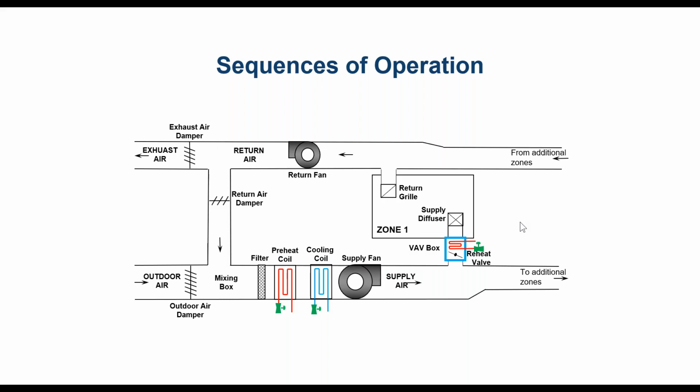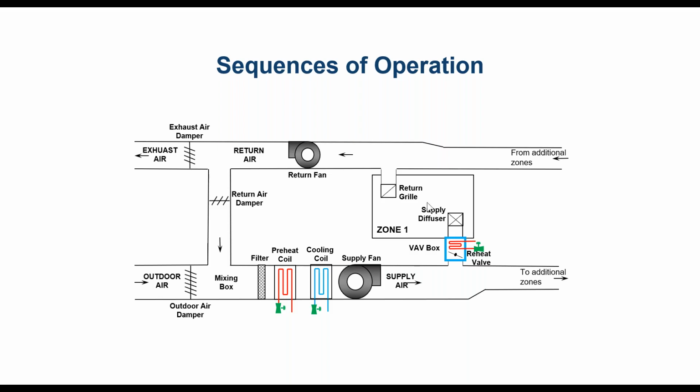Now, this type of system configuration is going to have more than just one zone. I'm just showing you one zone here to help you better understand how the system all fits together. But as we go over here, there could be 10, 20, 30 zones on this particular system that are served by this air handling unit.